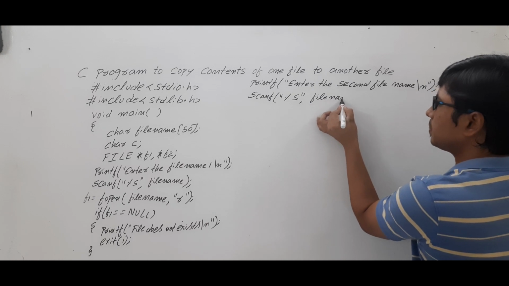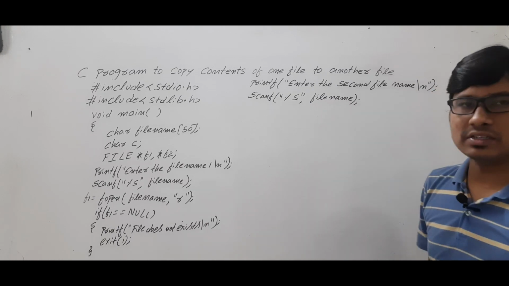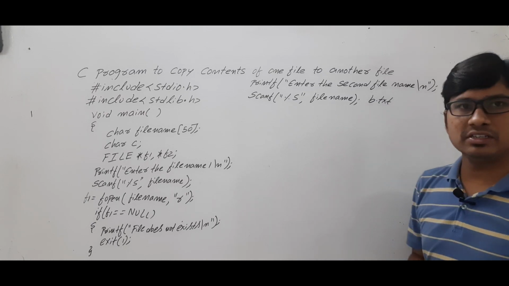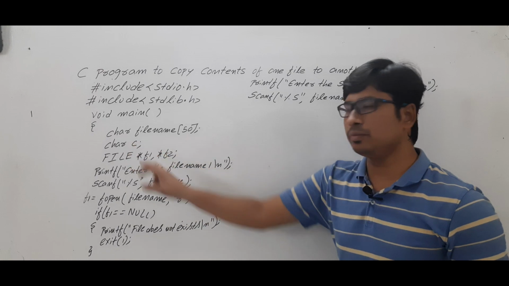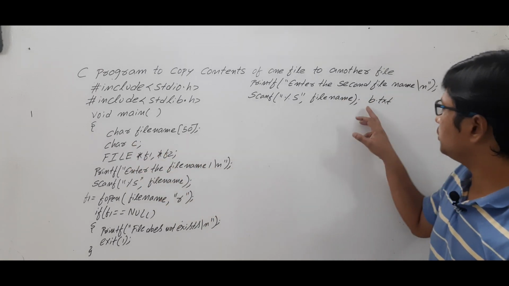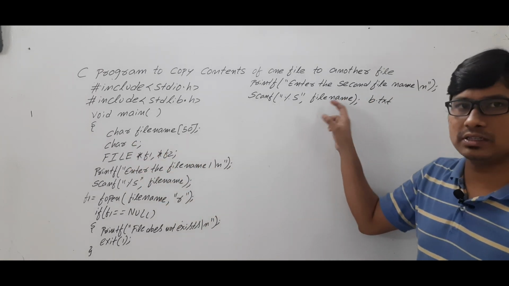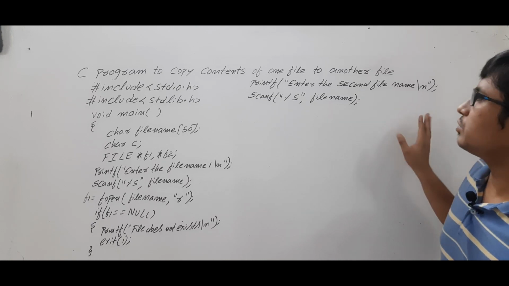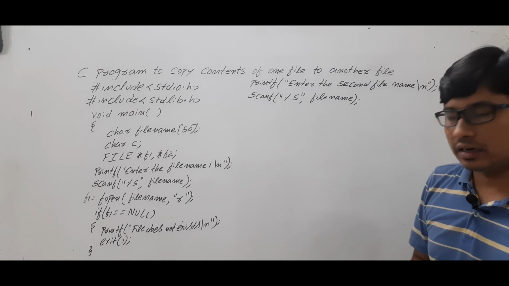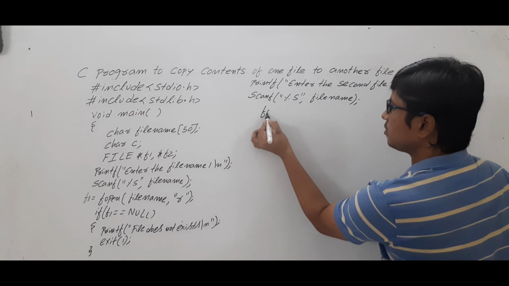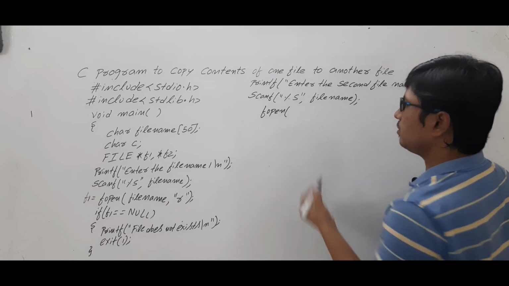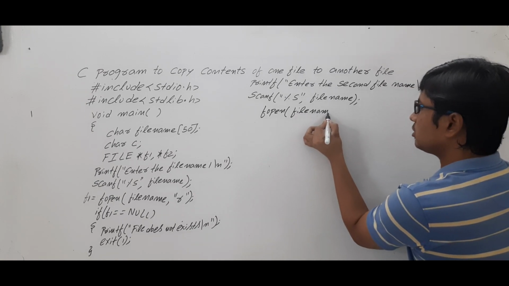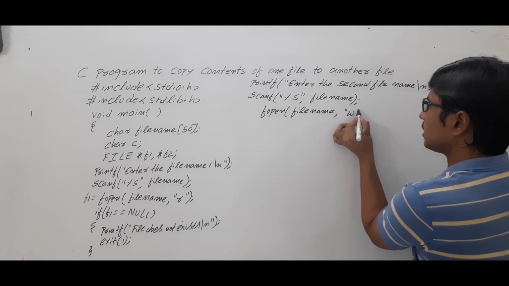So file name. Now whatever the second file he has entered, suppose let's say that he has entered b.txt. Previously the file name variable consists of a.txt. Now you have entered b.txt, so a.txt will be replaced with b.txt. Now that file you need to open in the write mode. So you will use a function called fopen with one argument as the file name and another argument as the mode. So I am using the write mode.